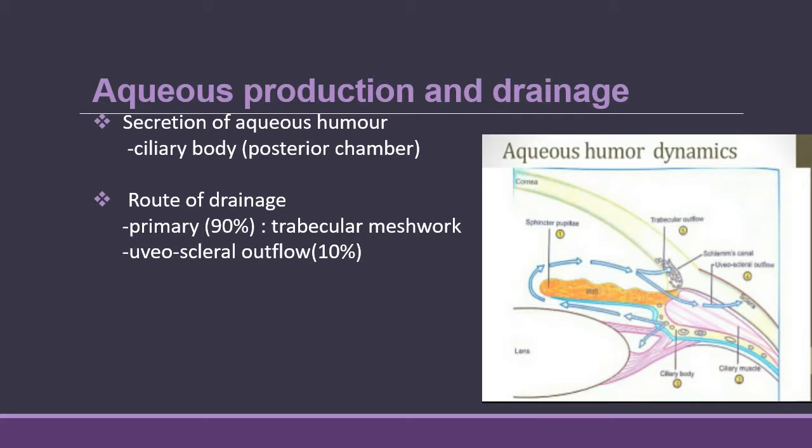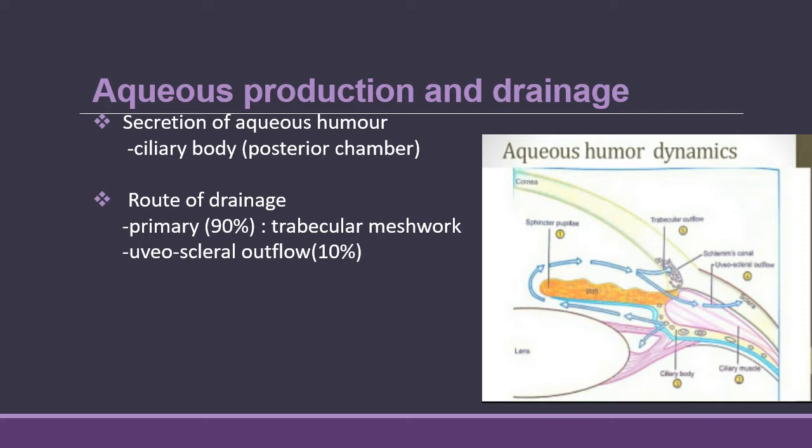So for maintaining the intraocular pressure, aqueous humor is the most important thing. So we should know the dynamics of the aqueous humor. First is secretion of the aqueous humor, which is done from the ciliary body, that is in the posterior chamber, and drainage is done in the anterior chamber. 90% is from the trabecular meshwork and 10% from the uveoscleral outflow.